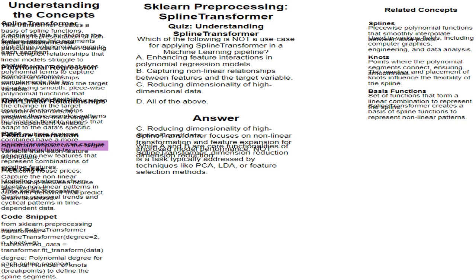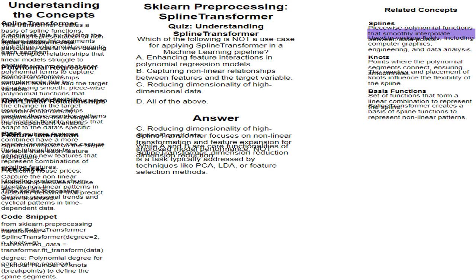The code snippet demonstrates how to use the spline transformer in Python. You import the transformer, initialize it with parameters like degree, polynomial degree for each spline segment, and knots, number of knots, and then apply it to your data using fit_transform. The degree parameter controls the complexity of each spline segment. The knots parameter controls the number of segments and the flexibility of the resulting spline.